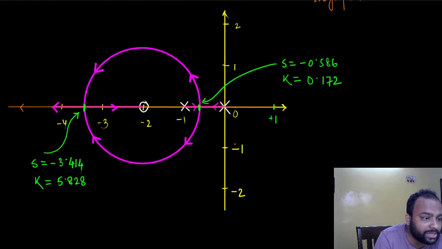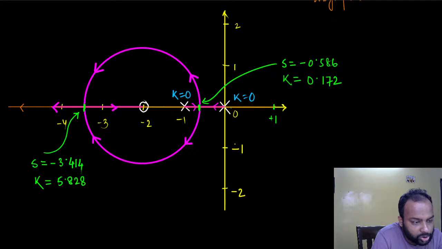So when k was equal to 0, let's now mark everything on this. This is at k equal to 0, and this is at k equal to 0. So when k is equal to 0, the roots of the closed loop system started at -1 and 0, which are essentially the open loop poles. But as the gain increased, they approached each other.